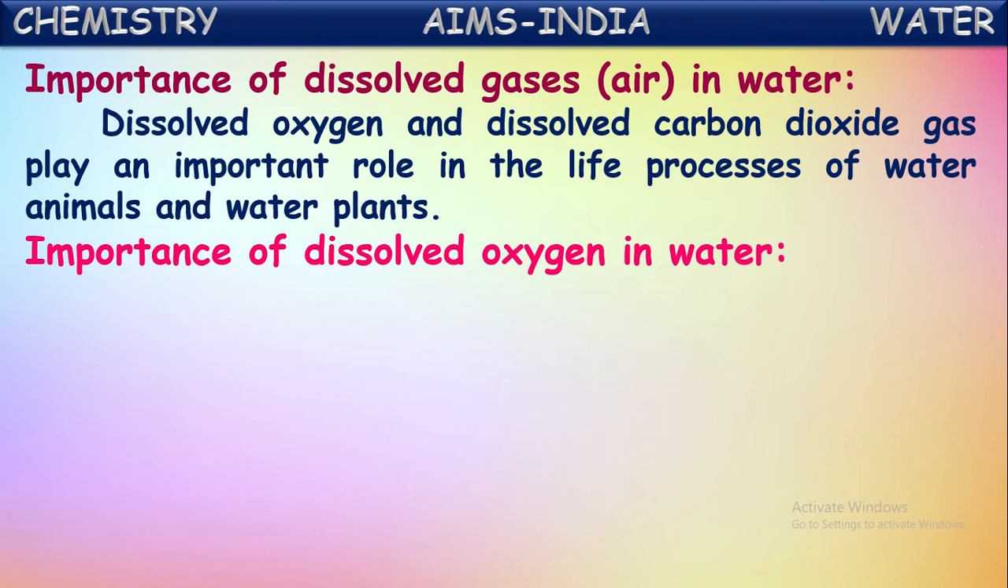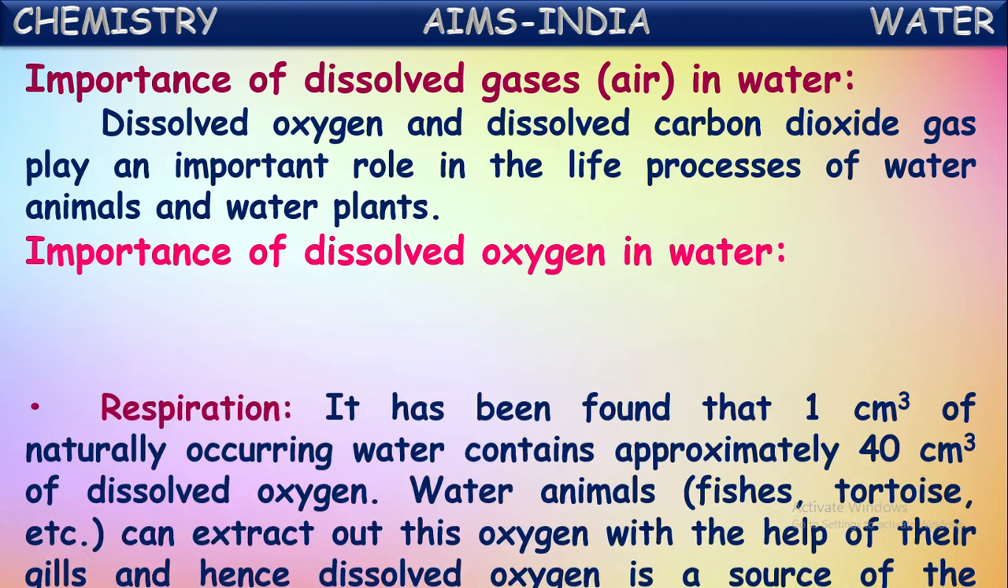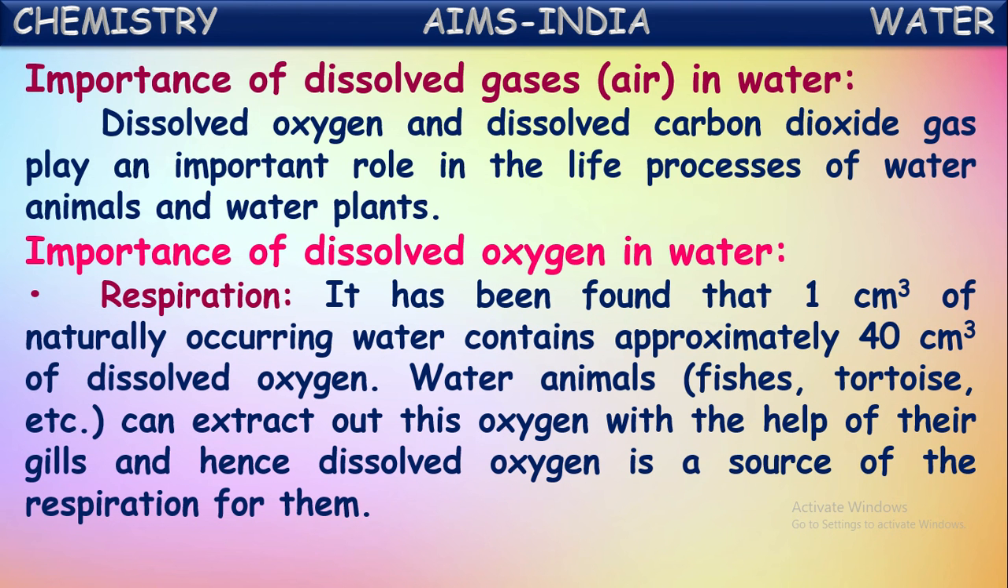Now let us see here how this dissolved oxygen gas is important. Okay, importance of dissolved oxygen in water. Mostly this dissolved oxygen gas is used by the aquatic animals in their respiration process. It has been found that 1 cubic centimeter of naturally occurring water contains approximately 40 cubic centimeters of dissolved oxygen. Okay, in this way, around 40 cubic centimeters of oxygen gas is dissolved per 1 cubic centimeter of water.